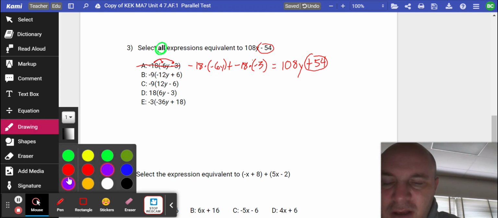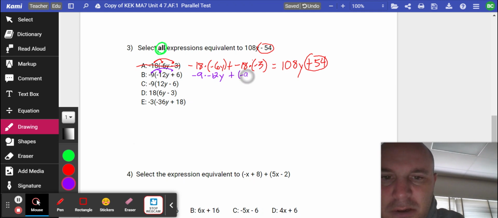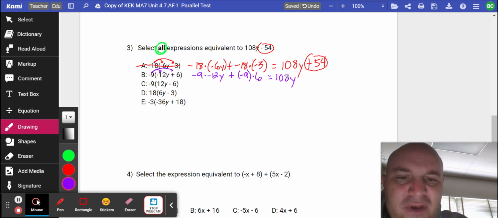Now we have to check B, and we have to distribute again. So I have negative 9 times negative 12y plus negative 9, I'm just putting that in parentheses to separate the two signs, times 6. Negative 9 times negative 12y, again, is a negative times a negative, so that is a positive 108, not forgetting our variable y. Then we have a negative 9 times 6, which is a minus 54.